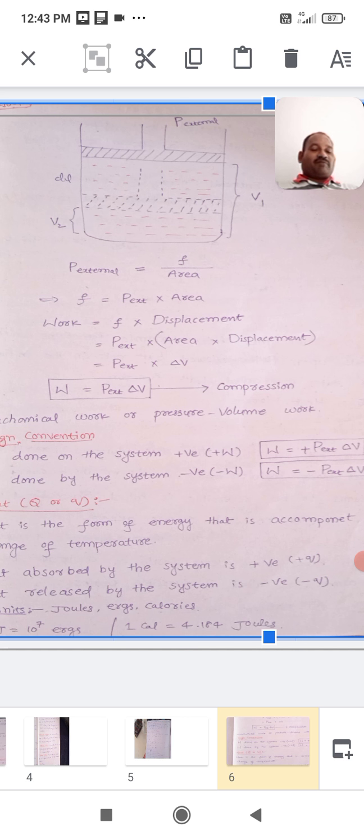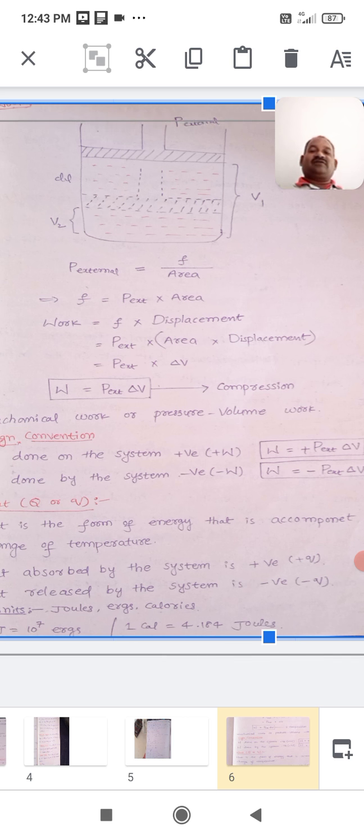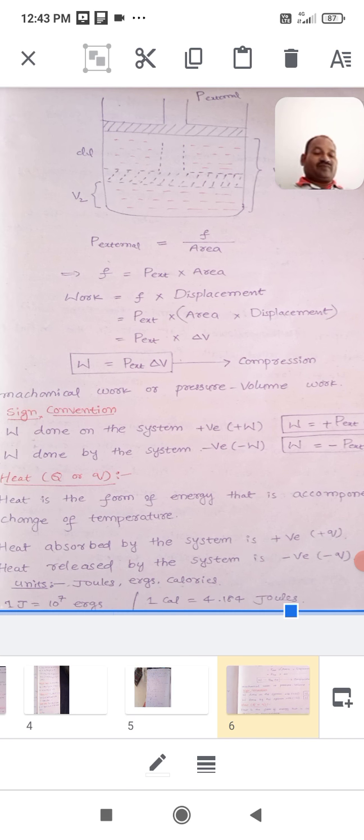Mechanical work or pressure-volume work. Sign conventions: W done on the system is positive, W is equal to P external delta V. W done by the system has a negative sign, W is equal to minus P external delta V.